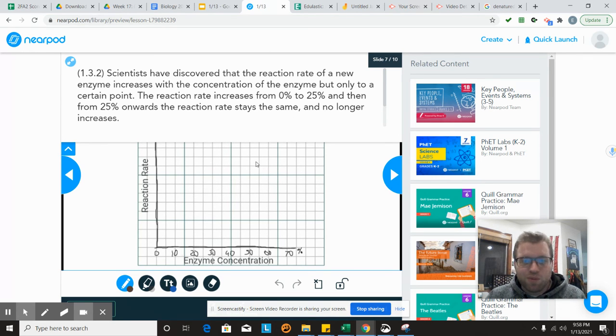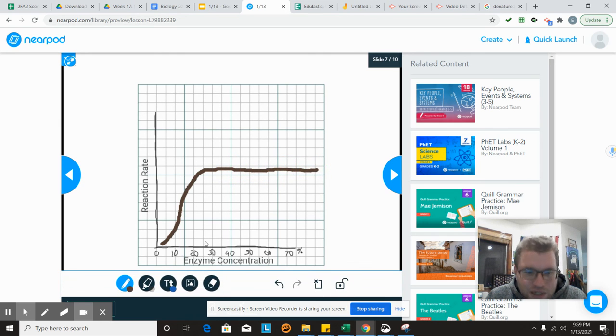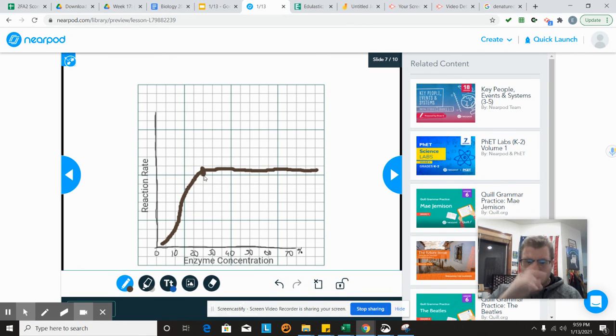So from 0% to 25%, there's an increase, right? So right here, there's going to be an increase in the reaction rate. And then once we get to about 25%, there's a level off, and the reaction rate doesn't increase anymore. Because at 25%, there's nothing that's going to increase the reaction rate. Adding any more enzymes is not going to increase the reaction rate. Anyway, that right there is kind of it in a nutshell.